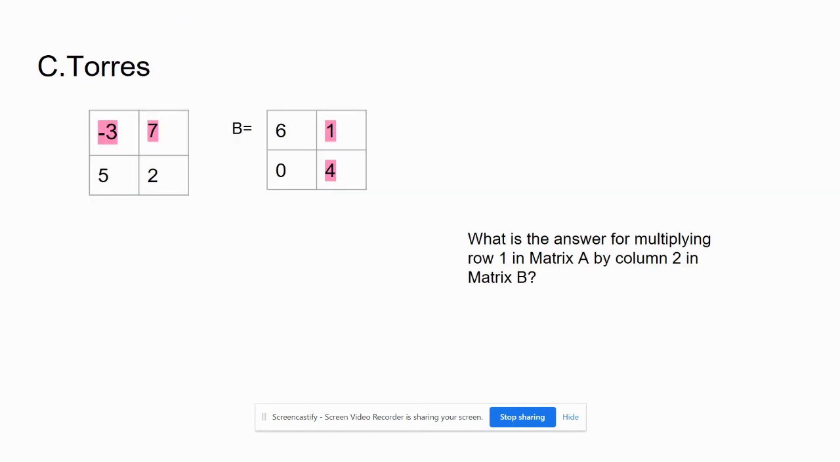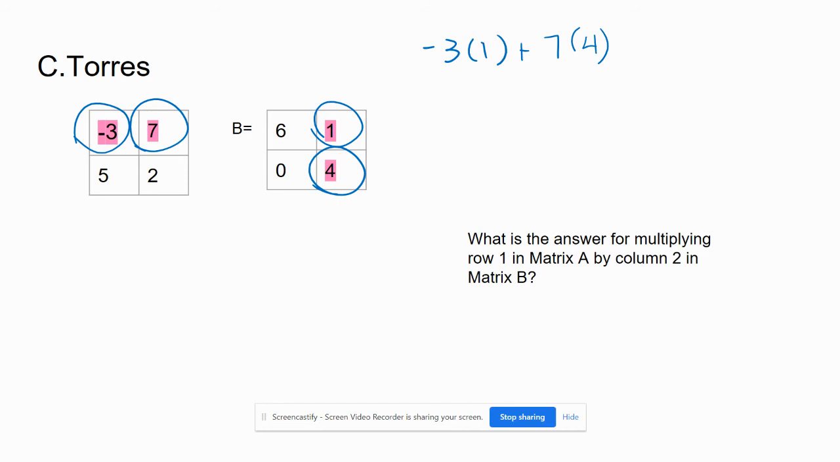All right, what is the answer for the multiplication of row 1 of matrix A by row 2? So we're going to take the first number times the first number. So negative 3 times 1. Second number times the second number, and add that to it. 7 times 4, which is negative 3 plus 28, which is 25. Yep. So 25 is the answer to the question that was asked here.